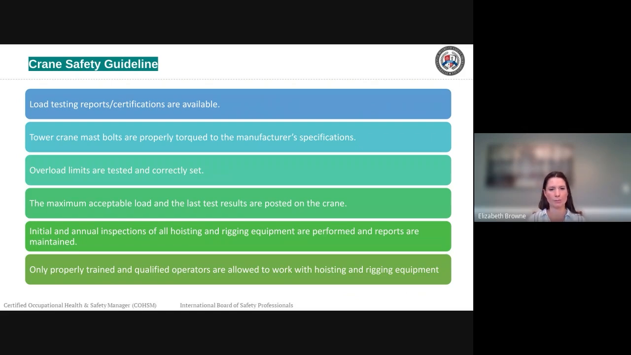Tower crane mast bolts should be properly torqued to the manufacturer's specifications. Overload limits are tested and correctly set. The maximum acceptable load and the last test results are posted on the crane. Initial and annual inspections of all hoisting and rigging equipment are performed and reports are maintained. And I would maintain these reports for at least 3 years. Only properly trained and qualified operators are allowed to work with hoisting and rigging equipment.